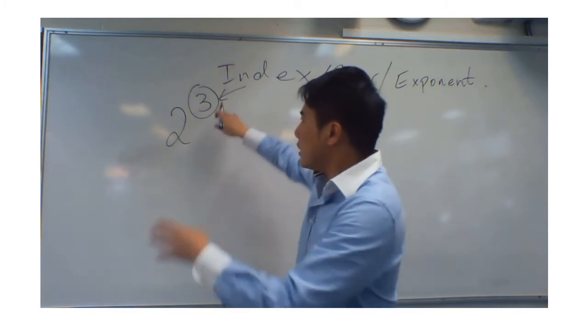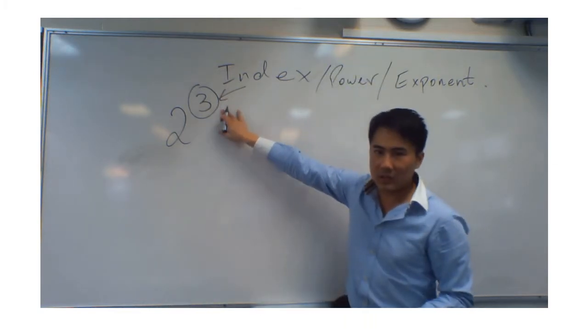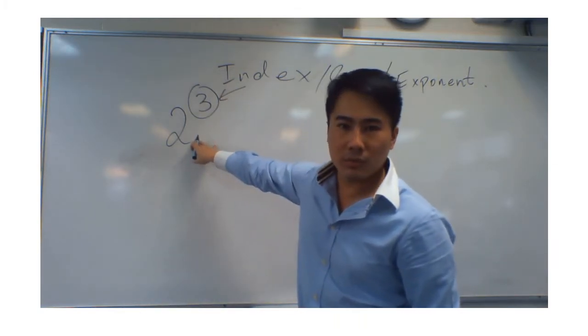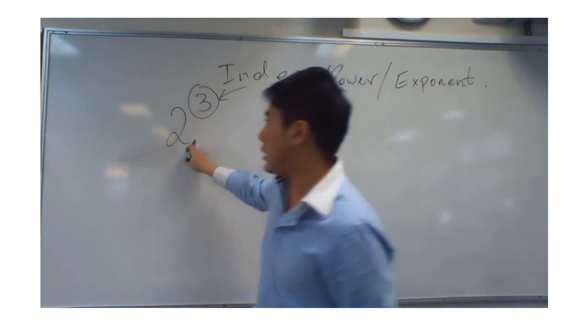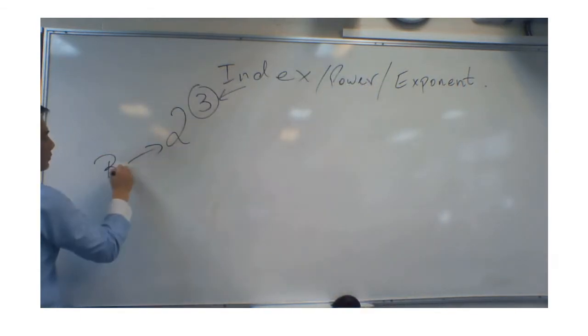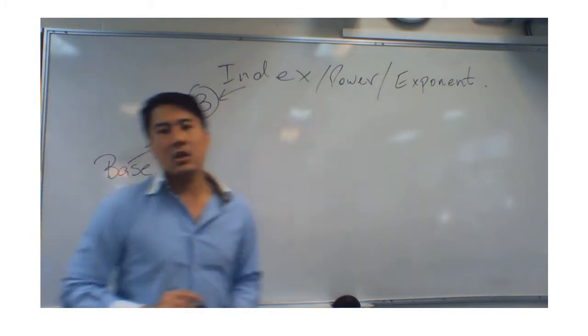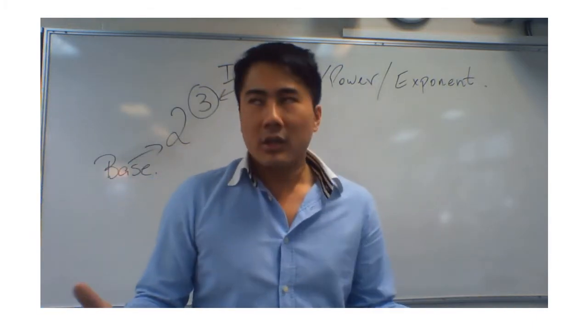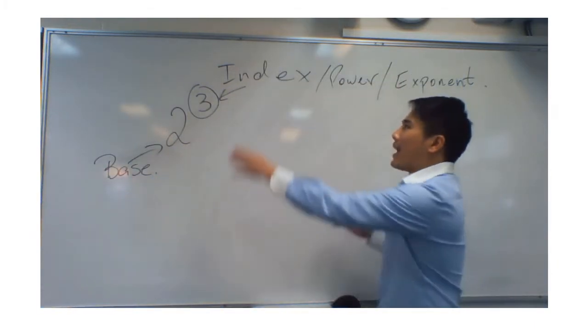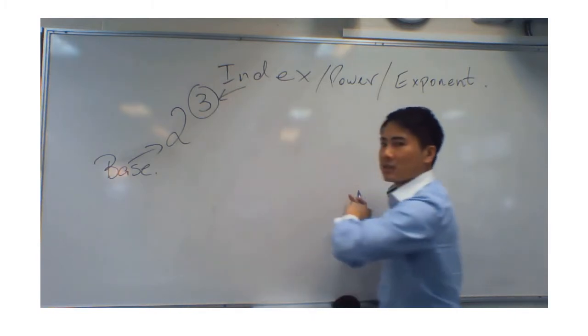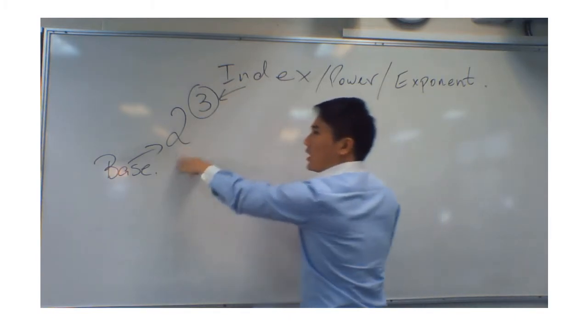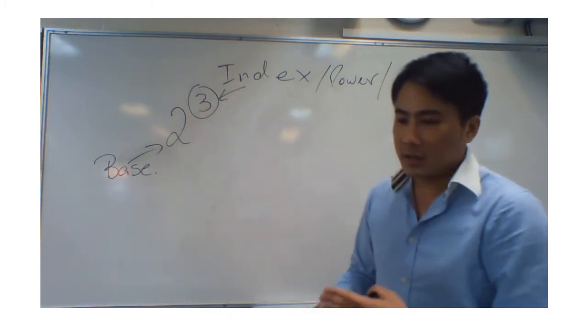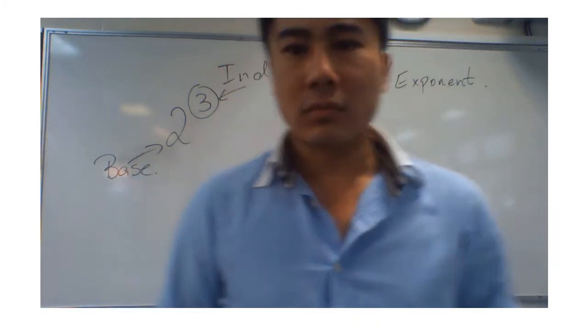Alright? So we know this little 3 is called the index. What do we call this 2? The base. Alright? So the 2 is the base. So in other words, the power or the index tells me how many times the base is multiplied by itself.